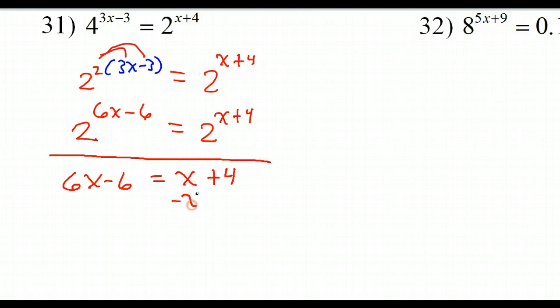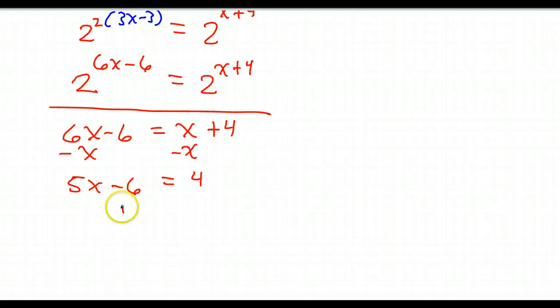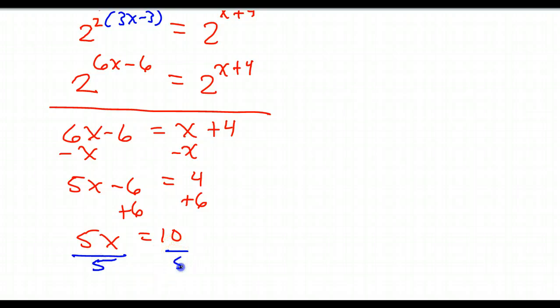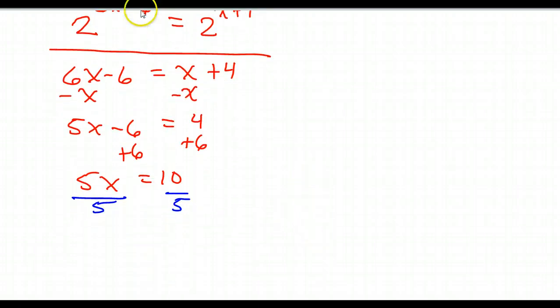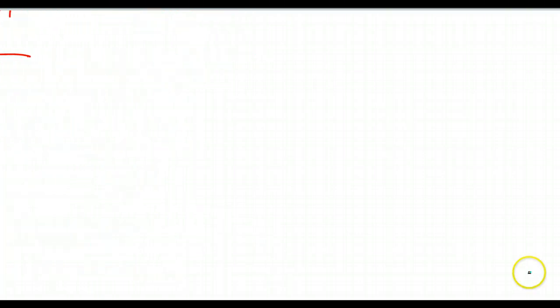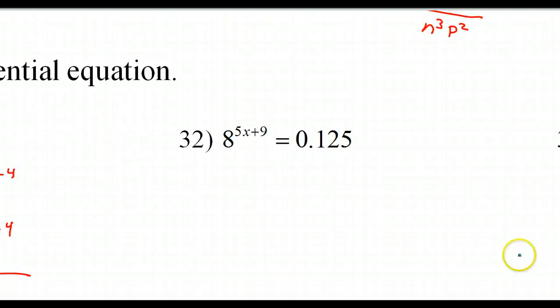If I subtract x from both sides, I get 5x minus 6 equals 4. If I add 6 to both sides, I get 5x equals 10. And if I divide both sides by 5, I get x equals 2. All right, and that is how you solve exponential equations. Let's do number 32.